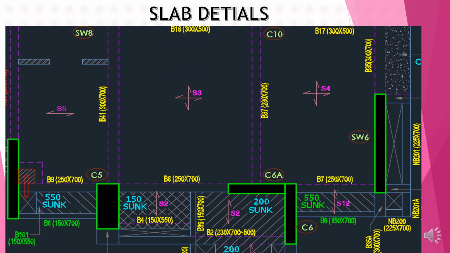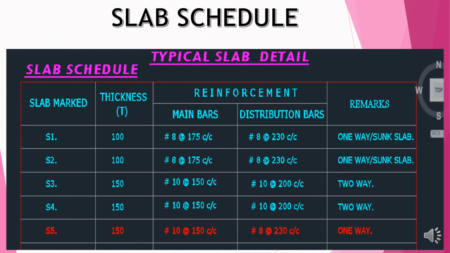Slab details. See, the slab drawing will be like this, showing a slab number S3, this is a two-way slab. S4, if there is a two-arrow mark shown, it is a two-way slab. If a single arrow is shown, it is a one-way slab. See, here is a one-way slab, here is a one-way slab. Then for these slabs you will have a detail that follows. So you can see slab marked S1, what will be the thickness, what will be the reinforcement, main bars and distribution. In the remark column it will be shown whether it is a one-way or a two-way, etc.